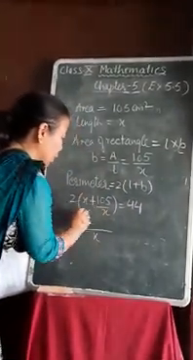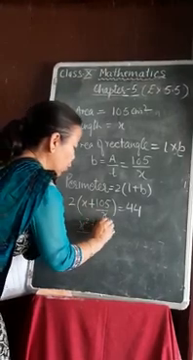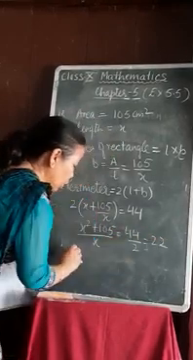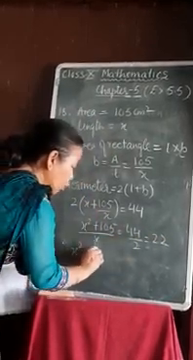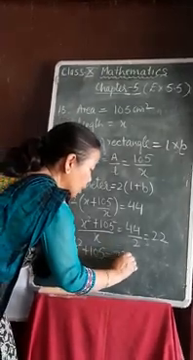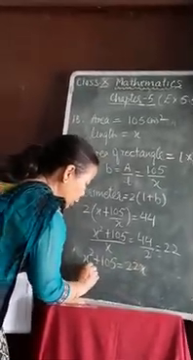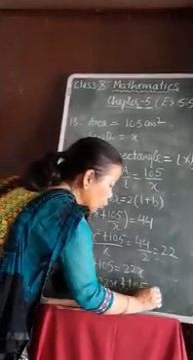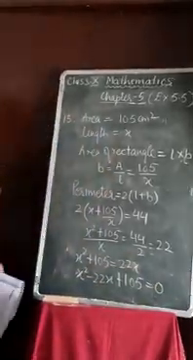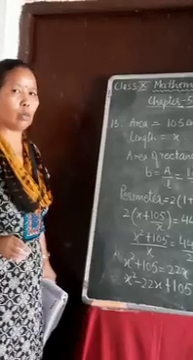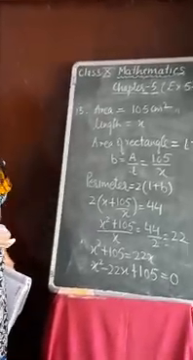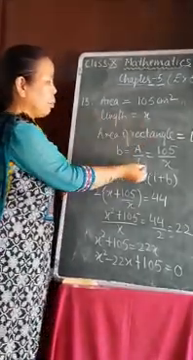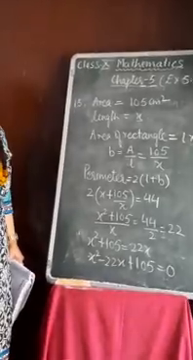x is the LCM. x into x is x square plus 105 equals 44 upon 2, which is equal to 22. So x square plus 105 equals 22x, and if we bring this 22x to this side, then x square minus 22x plus 105 equals 0. So this has changed into the form of a quadratic equation, and I think you can solve it to get the value of x. If you get the value of x, you can get the value of length, and by this you can get the value of breadth also.